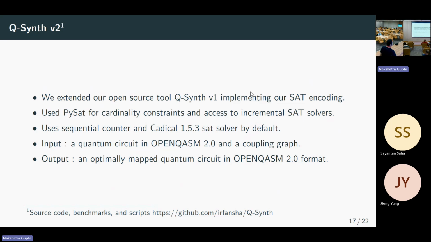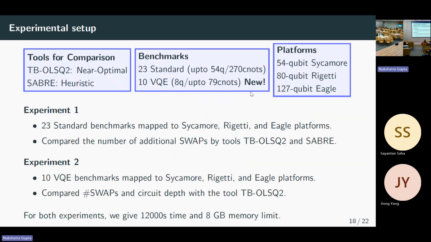Our input is a quantum circuit in OpenQASM format and a coupling graph, and we output an optimally mapped circuit in OpenQASM format. For experiments, we took 2 tools: TB-OLSQ2, which is near optimal, and Sabre, which is heuristic. Sabre and tket perform similarly. Sabre is by IBM Qiskit, and tket is a different compiler. We chose Sabre because previous papers in the literature also compare with Sabre.